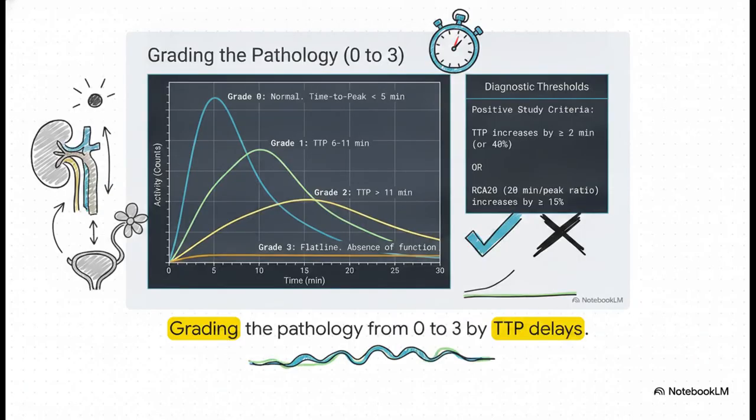And this is exactly what that worsening looks like. You can literally watch the pathology downgrade on these curves, dropping from a perfectly normal grade 0 all the way down to a flatlined grade 3.